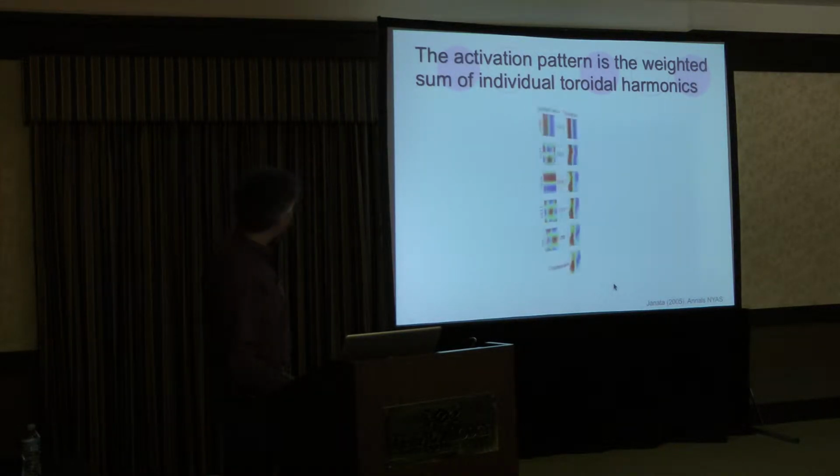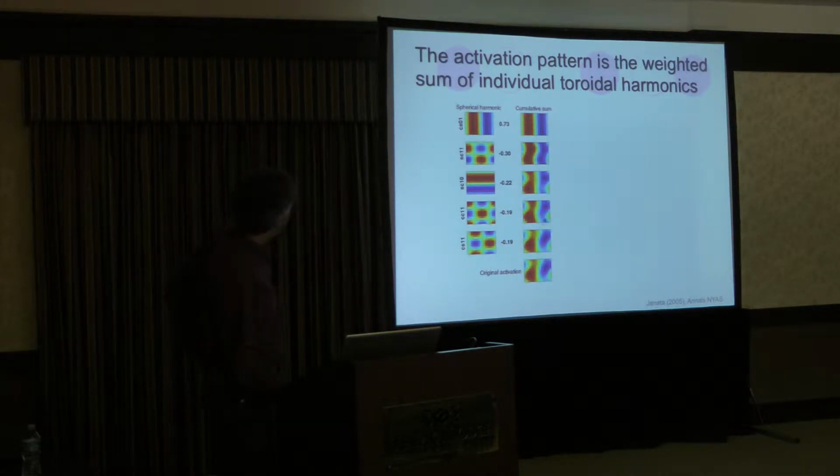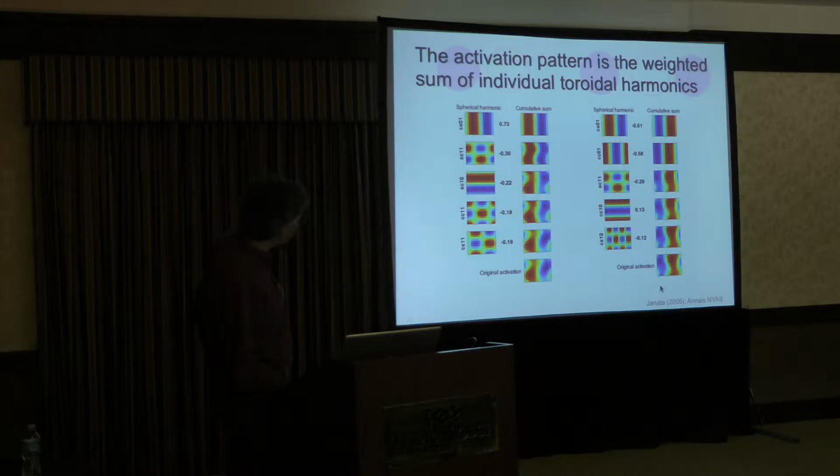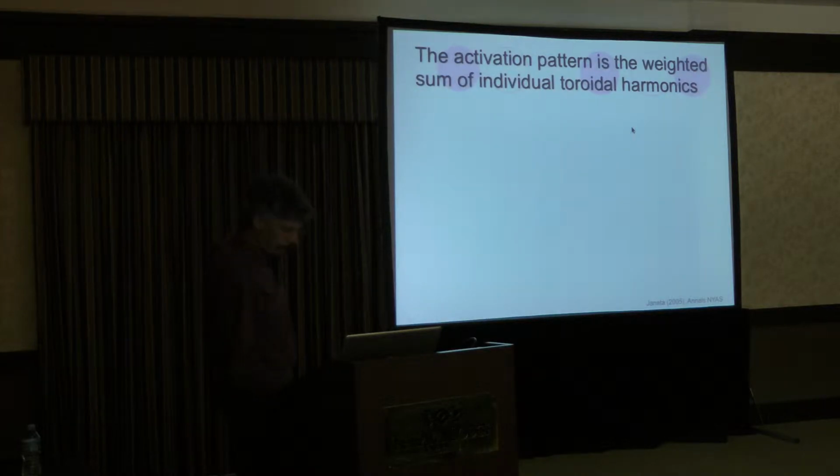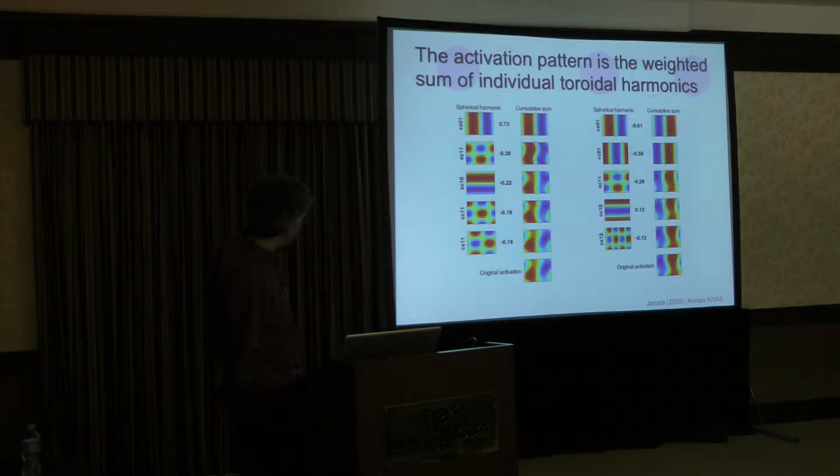It's most easily appreciated with this slide, where you're taking one of these spherical, toroidal harmonic components and multiplying it by this coefficient. And this is the cumulative sum here. So to get this original activation pattern, you can express it as the weighted sum of these spherical harmonics. And you get this pattern. You have some other pattern at a different moment in time, and that's a different weighted sum.